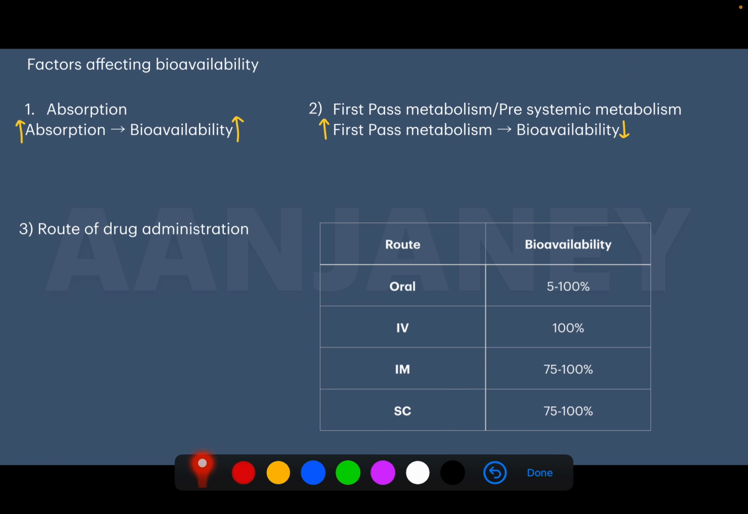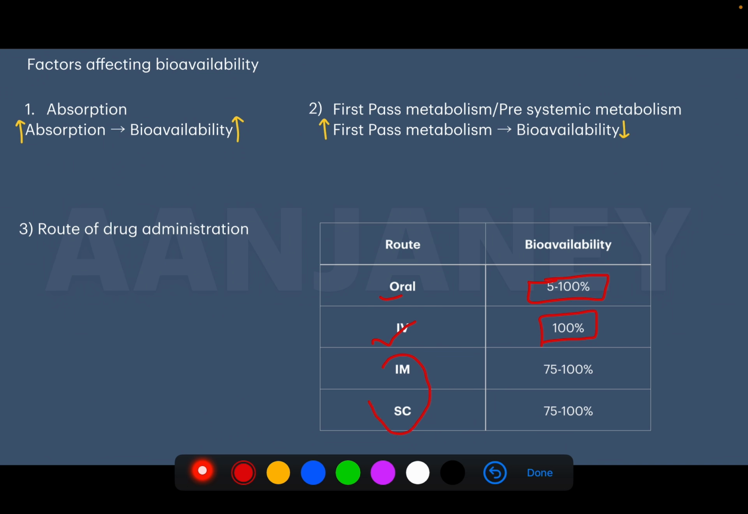Now let's study deeper about factors affecting bioavailability. First is absorption. As we know, if there is more absorption, then more drug is available biologically. Second is first pass metabolism. If the liver is degrading more drug, then less drug is going to reach the circulation. Third is route. It depends on which route you are giving. If you are giving IV, then your bioavailability will be 100%. Rest, oral will be minimum. The least one is oral. Why? Because hepatic first pass metabolism occurs in oral.